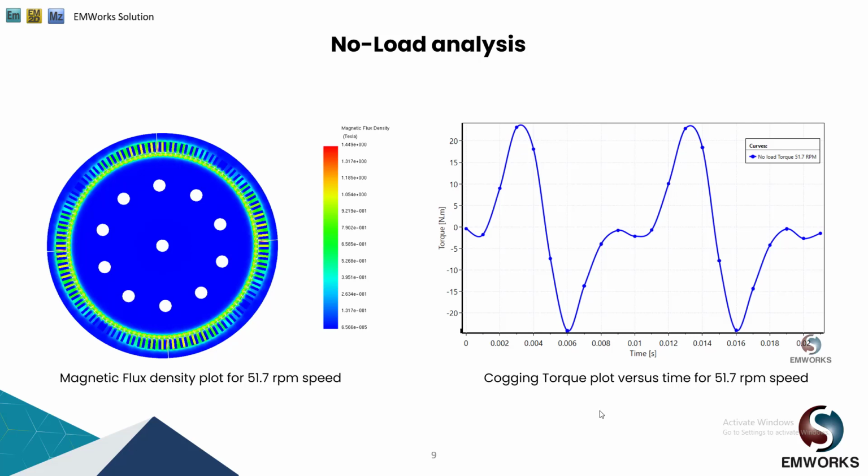On the right hand side, we have shown the cogging torque plot versus time at the base speed of the generator. As it's a high torque machine, the cogging torque for this type of design will usually be higher, and as we can see it's close to 25 Newton meter, which is close to 0.25% of the rated torque.